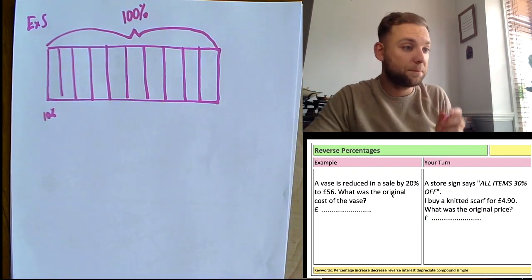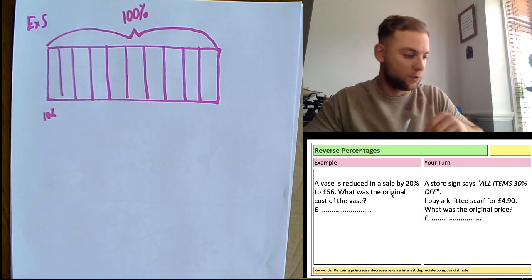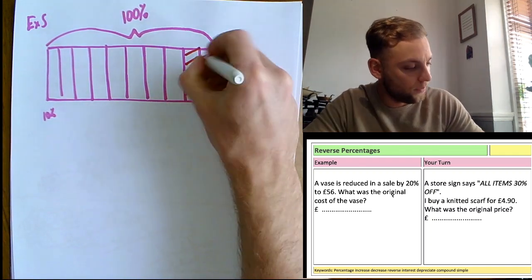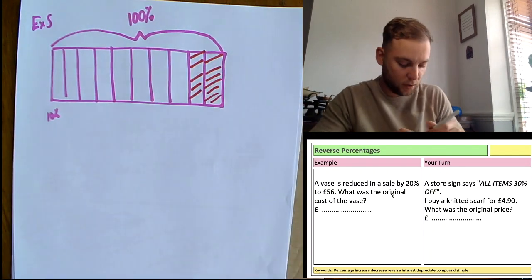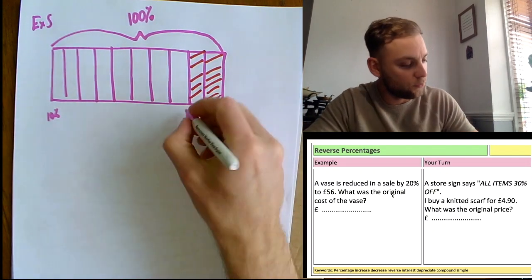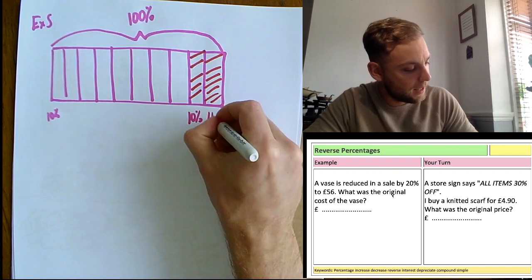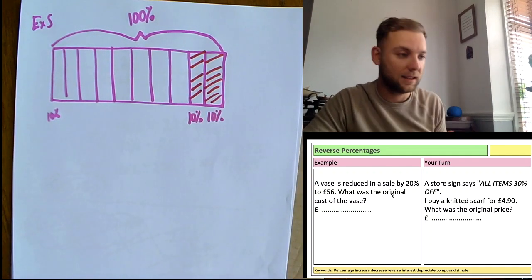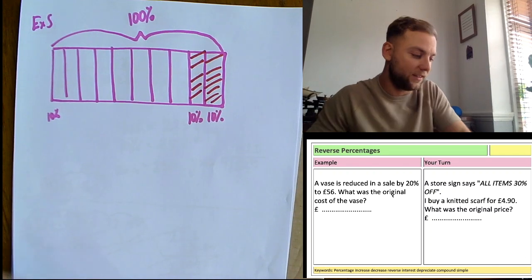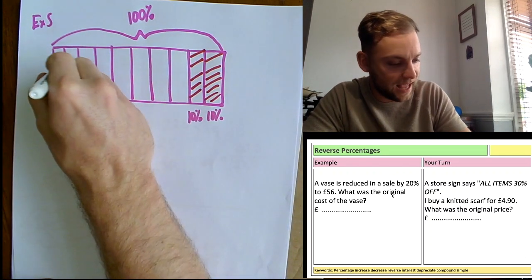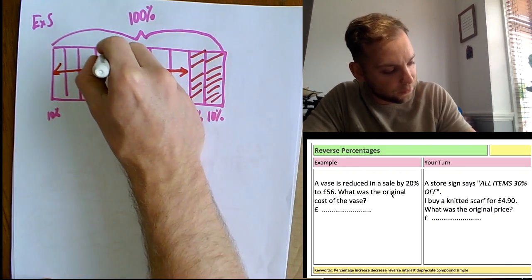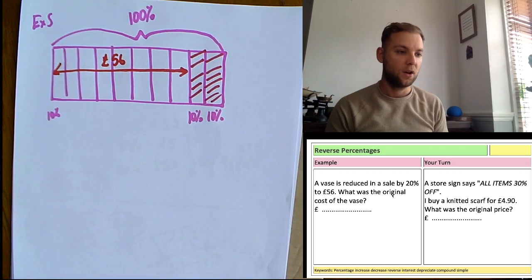So it's in a sale, it's been reduced by 20%. So if I've been reduced by 20%, I'm getting rid of 2 of these bars here. I'm getting rid of 2 10% because I've been reduced by, sorry, by 20%, which is 2/10. And it's saying it's now worth £56. So I know that all of this here is worth £56. Okay? What was the original cost?